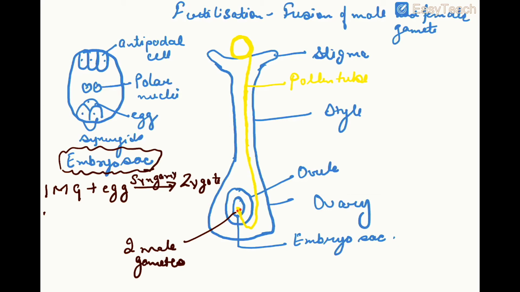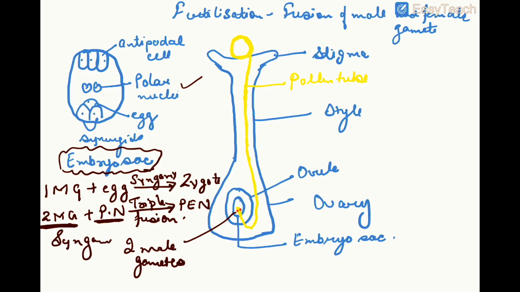And the second male gamete fuses with polar nuclei to form primary endosperm nucleus, and this is known as triple fusion, because here one nucleus of one male gamete and two nuclei of two polar nuclei, so in total 3 nuclei are fusing. And syngamy plus triple fusion is called double fertilization.